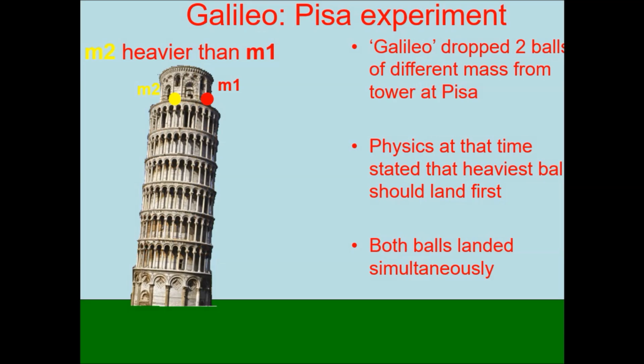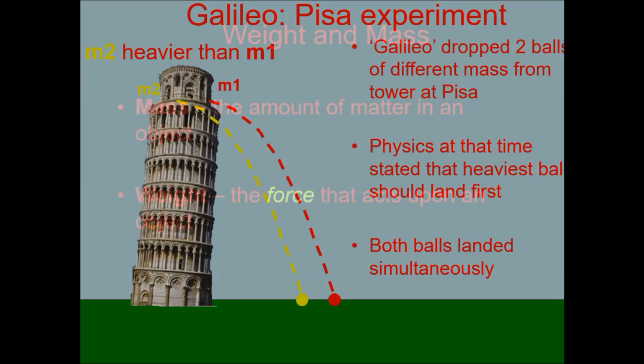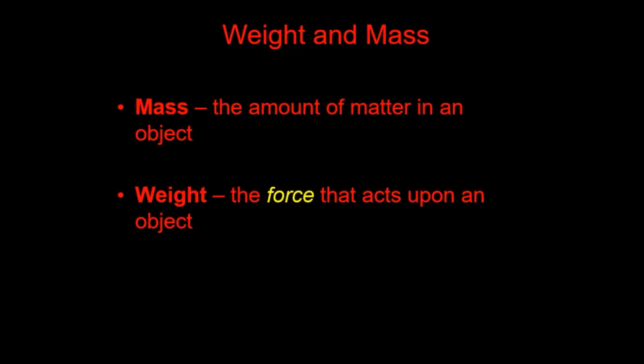Remember, in everything that we do, with mass 2 and mass 1 here, one could be bigger than the other, but they will always fall at the same rate. These are things to keep in mind as we move forward. So remember, mass is the amount of matter in our object. Weight is the force that's acting on that object.